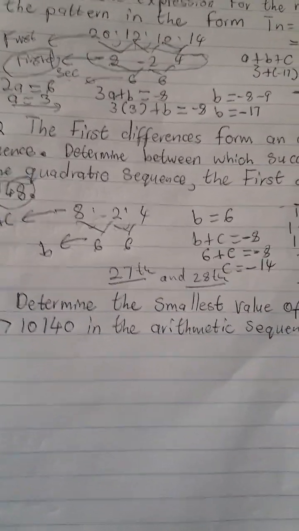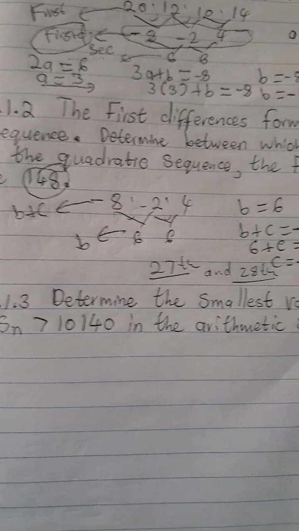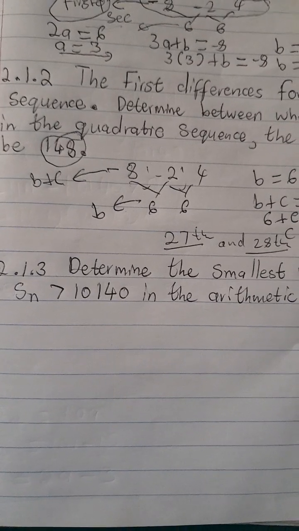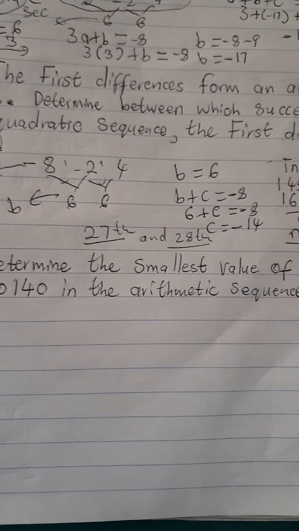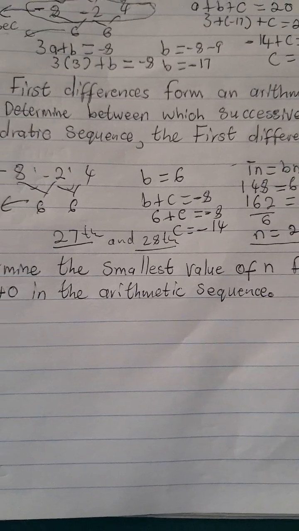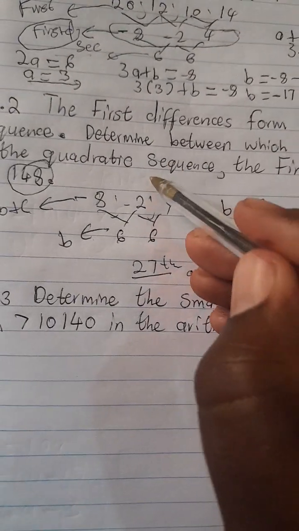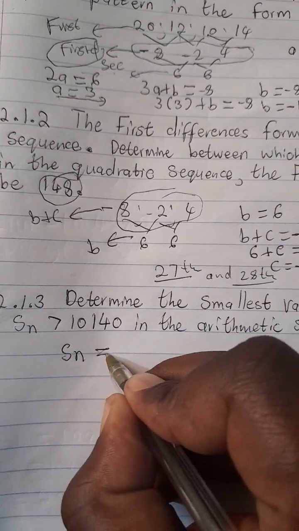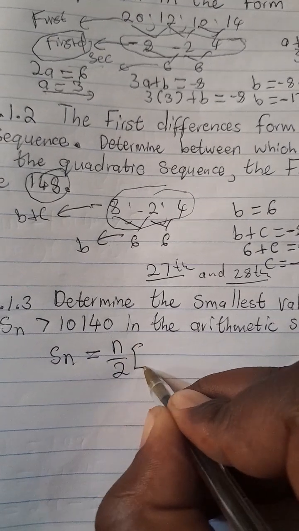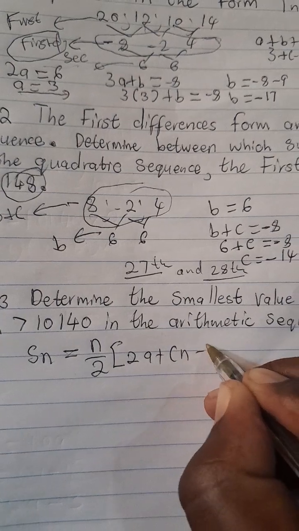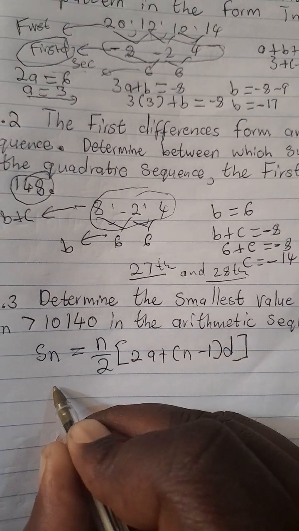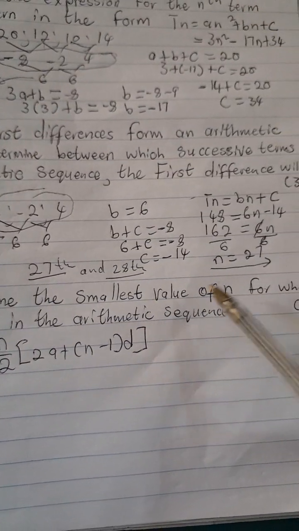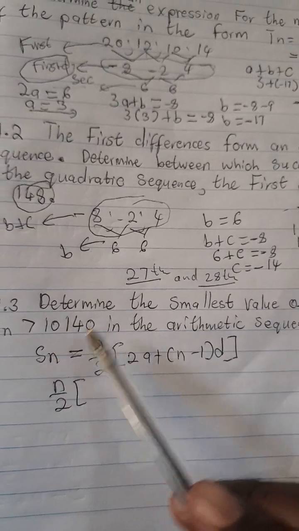So let's say in a prelim, you were also given a 2.1.3: determine the smallest value of n for which Sn is greater than 10,140 in an arithmetic sequence. Meaning we're still going to use the same sequence. We are going to use the formula of the sum, which is Sn equals n over 2 times (2a plus (n minus 1)d). We need to find the smallest value of n for which the sum will be greater than this.